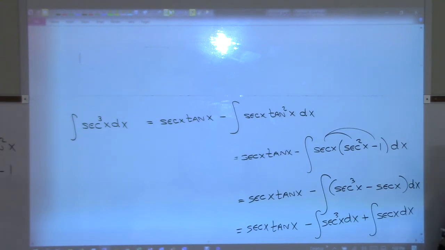Okay, now, the antiderivative of secant x. We did this last class. It's natural log of secant x plus tangent x, something like that. That should be in your sheet somewhere? Okay. That's natural log of secant x plus tangent x. Yeah.